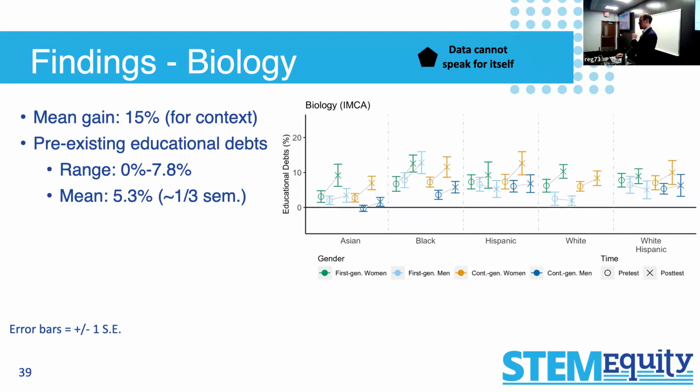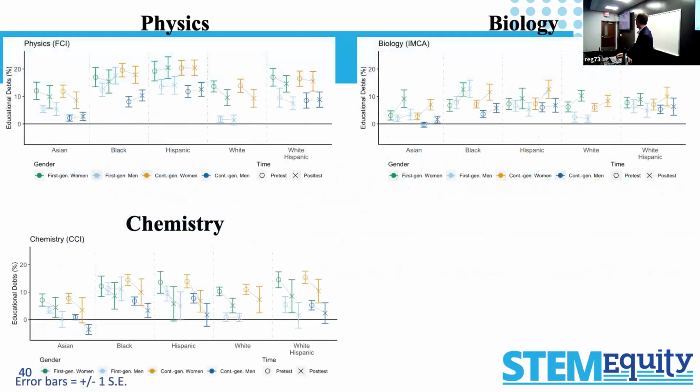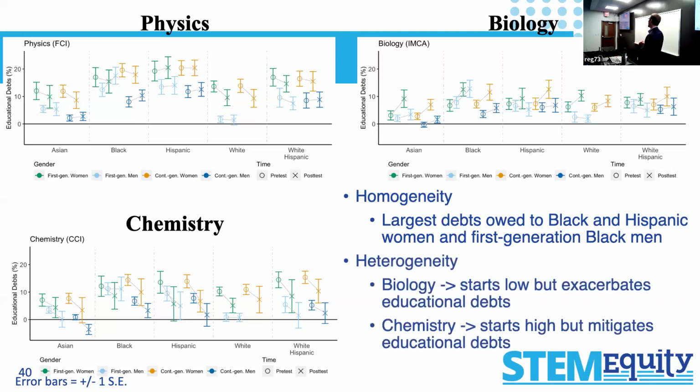Well, I want to make sure we have time to get through a couple more things here. So in here, we see educational debt increases for 16 of the 19 groups, on average by 2.5%. So again, for any one of those, I might not be real confident, but when I see such a consistent signal, I become more confident that there really is an effect here. So what do we see across these? Some similarities, some commonalities. The largest debts were owed to Black and Hispanic women and first-gen Black men in all three disciplines. So there's another consistent signal. We see it repeated. Some things that are different: biology starts low but exacerbates the educational debts. Chemistry started high but repaid some of those educational debts.